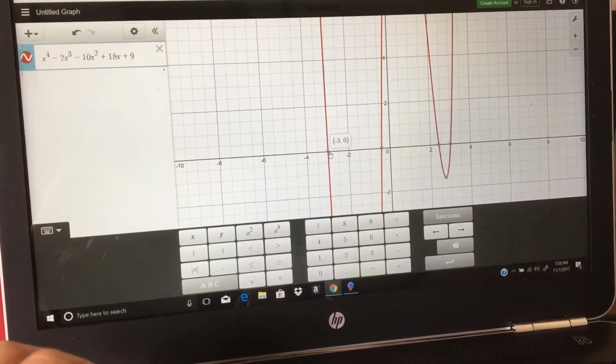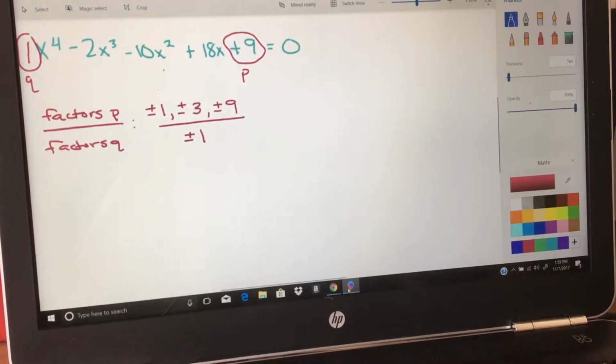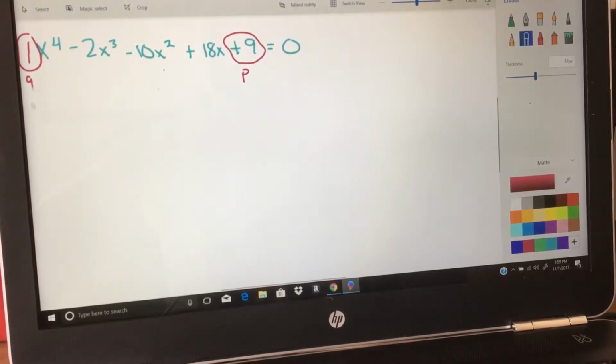It looks like we have some roots here. We have a negative 3, a negative 0.414, so that's probably a radical, and then we have 2.414, so again a radical, and then a positive 3. So it looks like negative 3 and positive 3 work as roots. So we're going to use those. We're going to go back to our equation here and use synthetic division for this. I'm going to erase this part here, and we're going to synthetically divide out either a 3 or a negative 3, and it doesn't matter which one we use. Let's start with the negative 3.